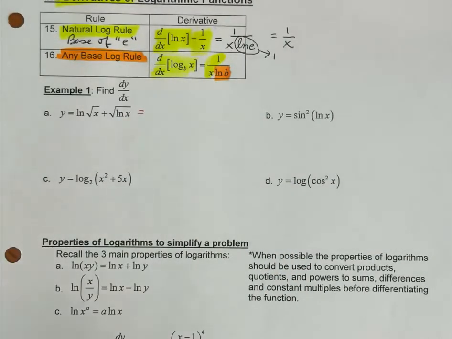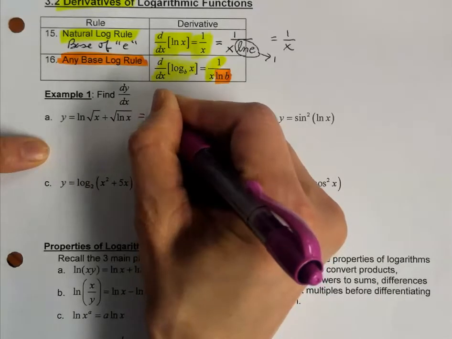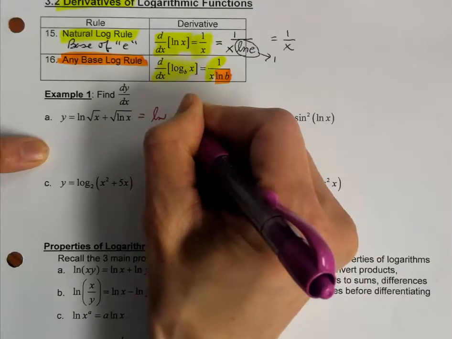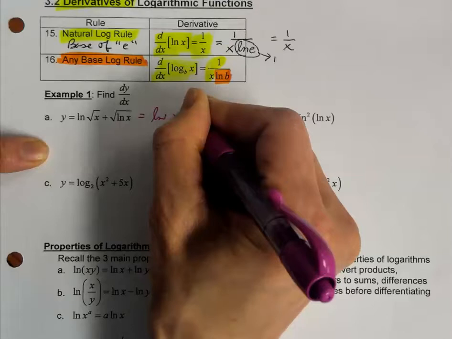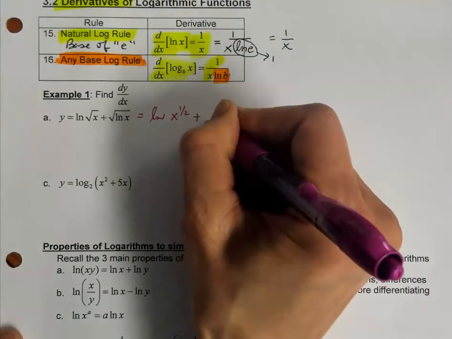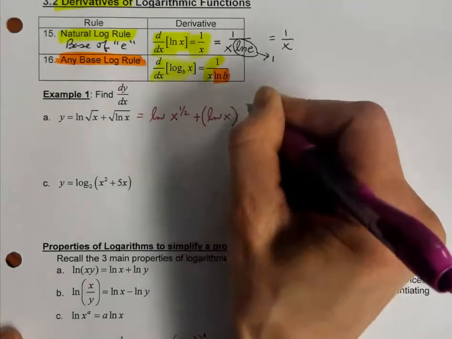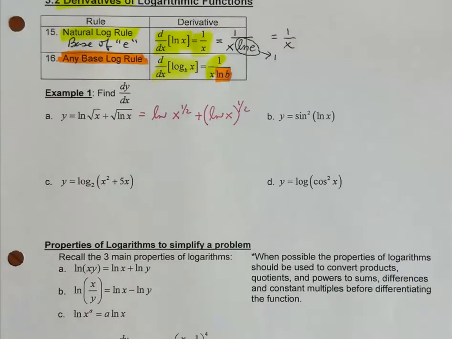So for this one here, I'm just going to rewrite it. So this will be the natural log of x, and then you're raising it to the 1/2 power. And then the next part is plus the natural log of the whole thing, so it's parentheses, all raised to the 1/2 power. Okay, so that's the friendly form of writing it.